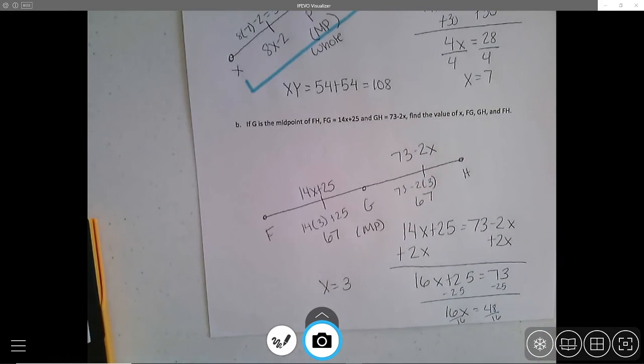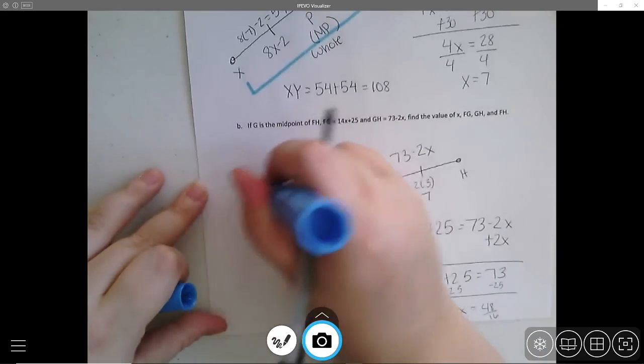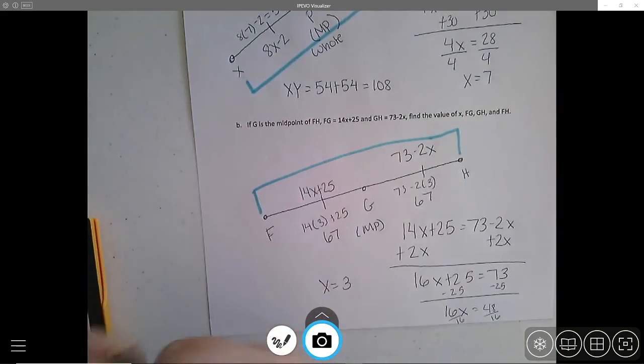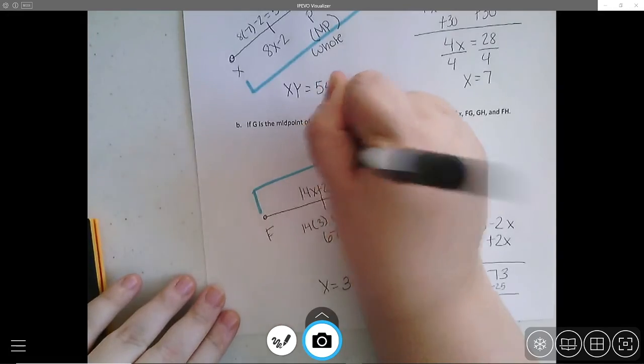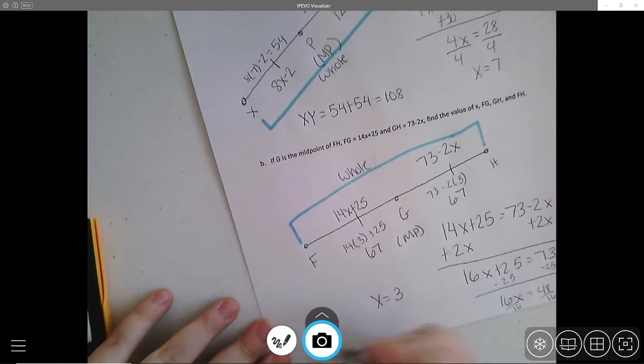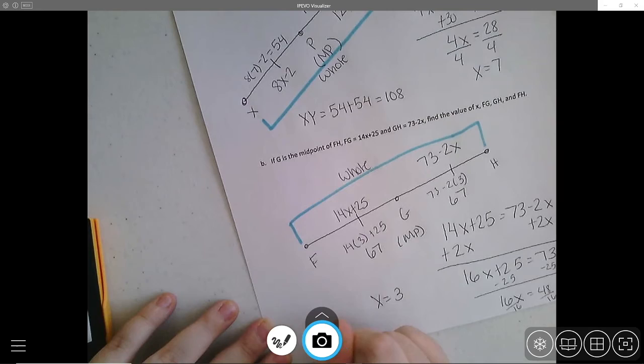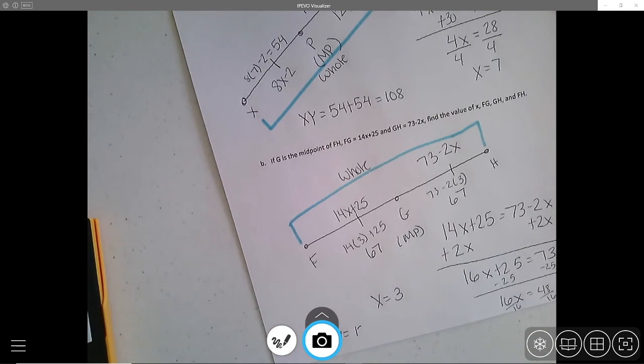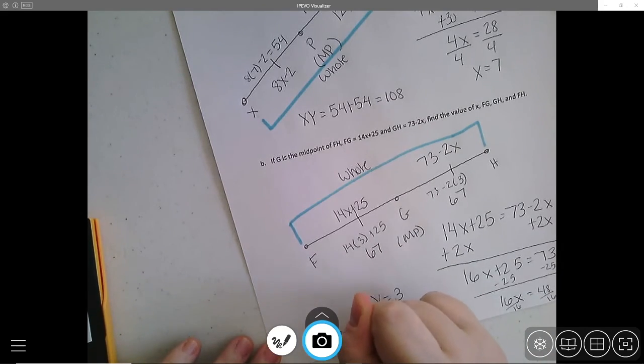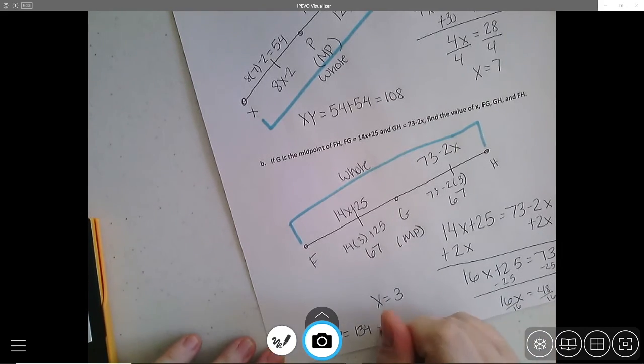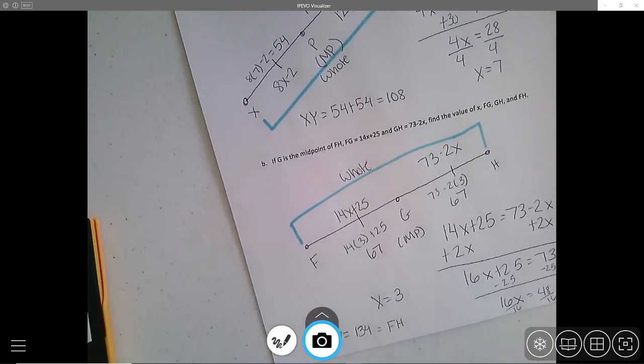To figure out the whole distance of FH, FH is my whole because it goes from endpoint to endpoint. Part plus part equals whole. So, 67 plus 67 is 134. That would represent the whole distance of FH.